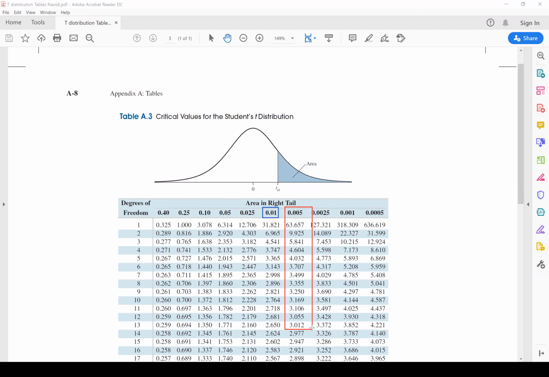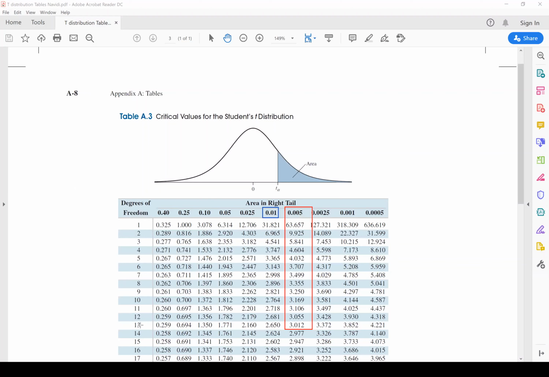If you take 0.01 divided by 2, why do we divide by 2? Because we have a two-tail test. So the alpha we're looking for is 0.005, not the 0.01 that they give us. Just because we have a two-tail test, we have to divide that alpha, an alpha over 2. So this is the alpha we're looking for, which is again 0.005.